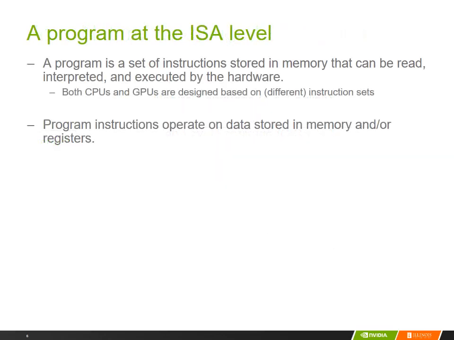In order to fully understand the CUDA execution model and threading, we need to understand a little bit more about a program at the instruction set architecture level. At the instruction set architecture level, a program is a set of instructions stored in memory that can be read, interpreted, and executed by the hardware. Both CPUs and GPUs in a CUDA system are designed based on instruction sets, even though their instruction sets tend to be quite different. These program instructions operate on data stored in memory and/or in registers.